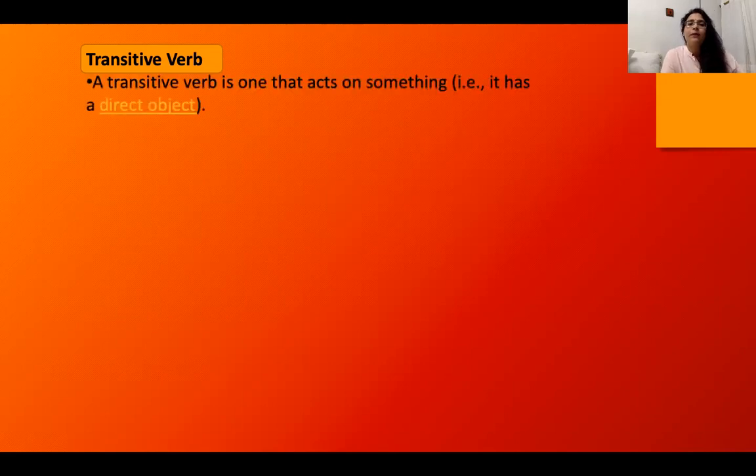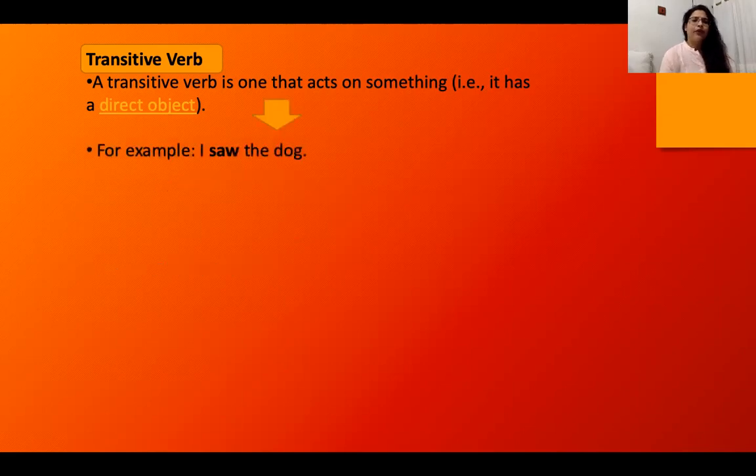Transitive verb is one that acts on something, that it has a direct object. So a transitive verb means that when a subject has an object to show its action on, it is a transitive action. When there is scope to show what a subject is performing its action on, then it is a transitive verb.